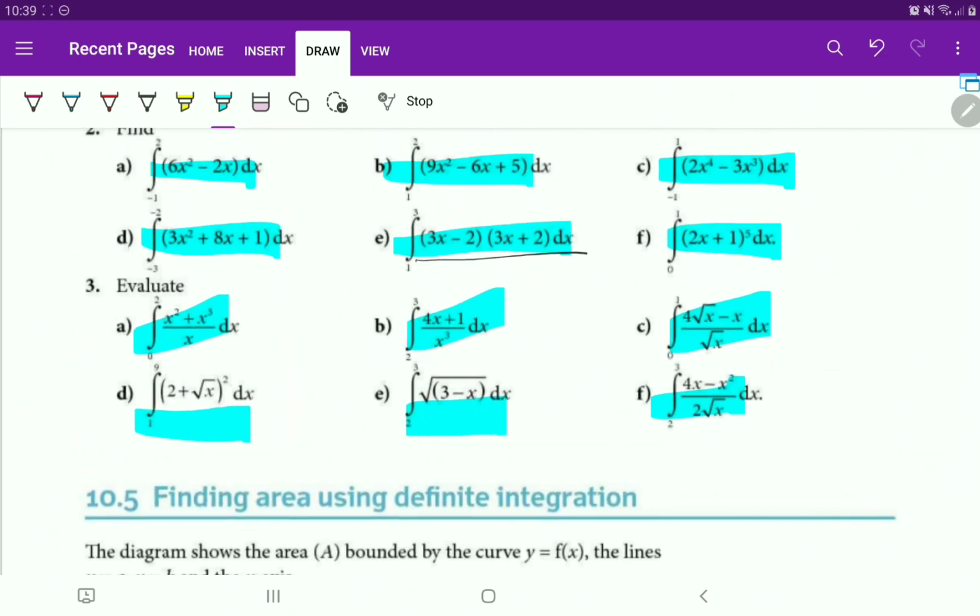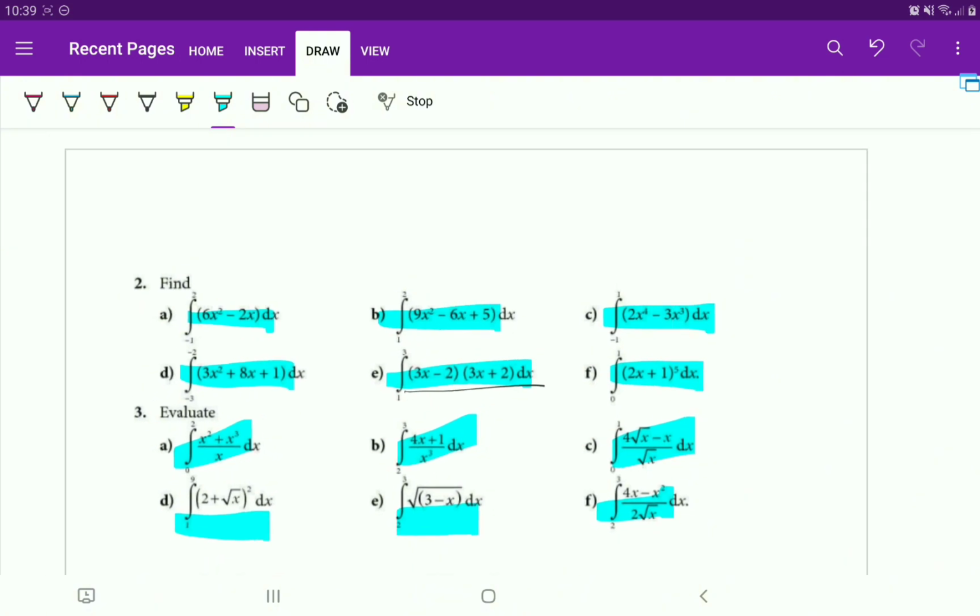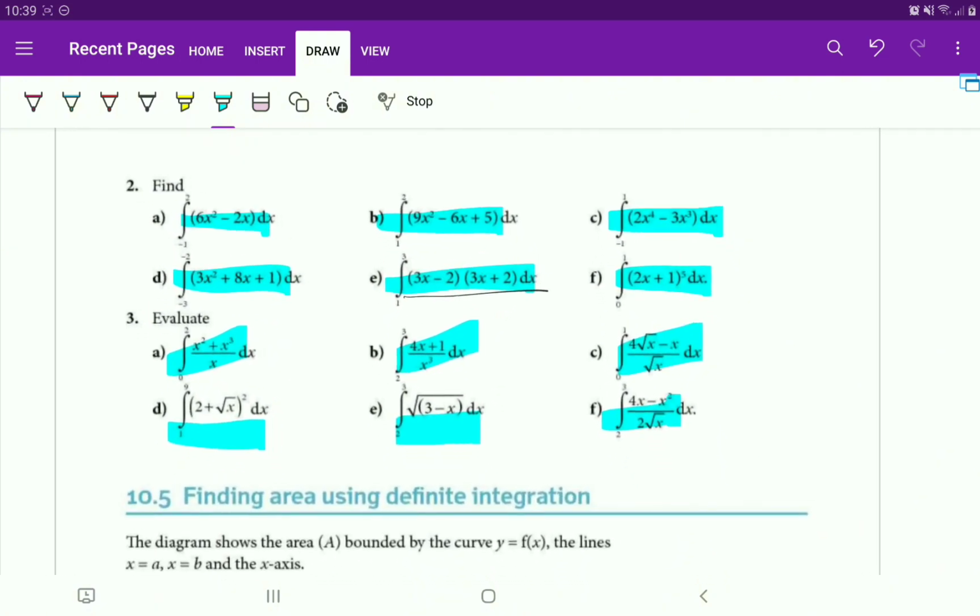Okay? The next topic is about 10.5. Please try to do these practice exercises. Okay? Because this is going to be the same thing that will appear in your exam. This type of questions here.